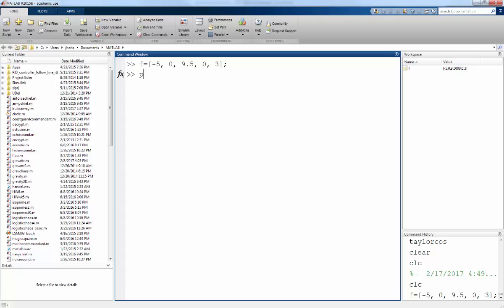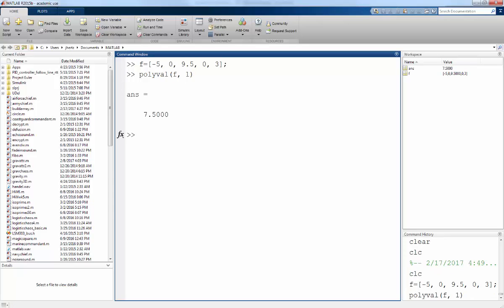Okay, the function polyval gives us the value of a polynomial. So first we give the array which holds the coefficients, and then which value of x we want to evaluate the polynomial. So the value of that polynomial at x equals 1 is 7.5. If we want to get multiple values, then we can give an array instead of the single number at the end. So this tells us the value of the polynomial at x equals 0 is 3, and at x equals 2 is negative 39.